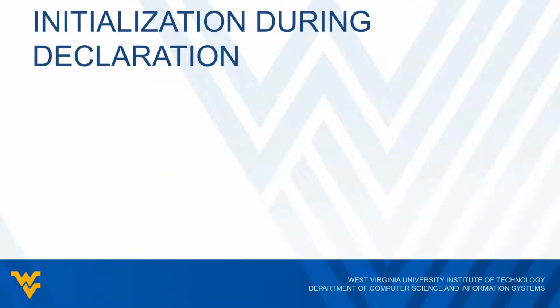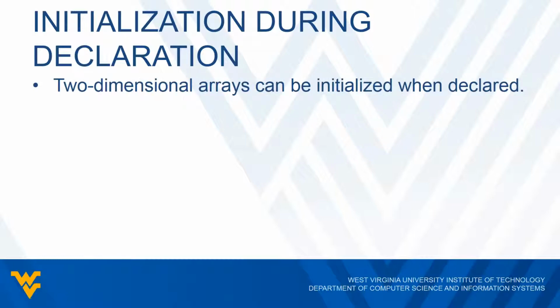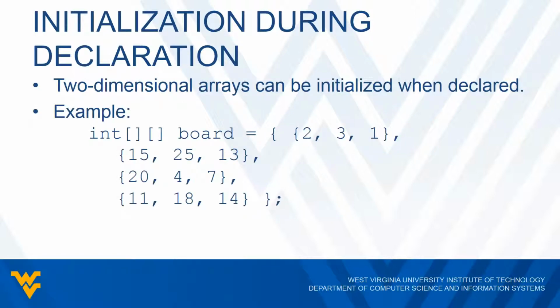The next special case we'll take a look at is initializing two-dimensional arrays. So just like with one-dimensional arrays, we can initialize two-dimensional arrays when we declare them. It just looks a little bit different. Let me give you an example just to help clarify this. So here is our two-dimensional array. Here we're creating a two-dimensional integer array called board, and we're initializing it at the same time.